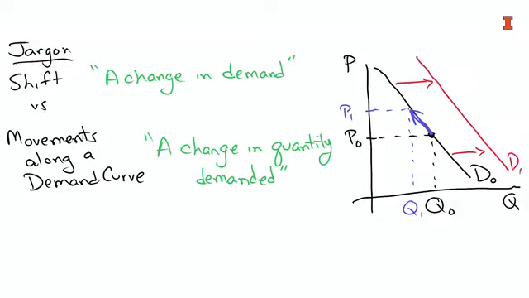Demand has grown for this product because of some change in the underlying characteristic. It could be the product itself has gotten better. It could be that population has grown and there's more people wanting this product than we had before. That would also cause this demand curve to shift out to the right. Shifts we refer to as change in demand. Movements along we refer to as change in quantity demanded.